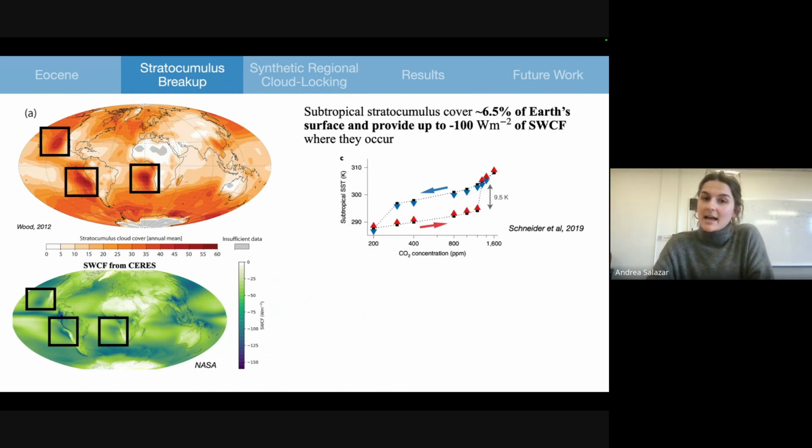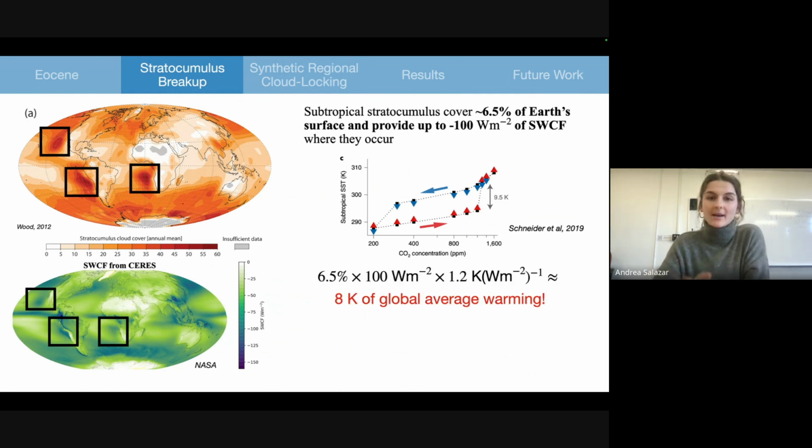And recent work using cloud resolving models has shown that as you increase CO2, you can lead to a disruption in the convection of these clouds that couples the clouds to their moisture source of the ocean. And if you have a complete breakup of these clouds, a very quick back of the envelope calculation suggests that maybe you can get up to 8 Kelvin of global warming just from a breakup of these stratocumulus clouds. But it's not obvious how this warming would be distributed globally and how relevant it actually is for the Eocene.